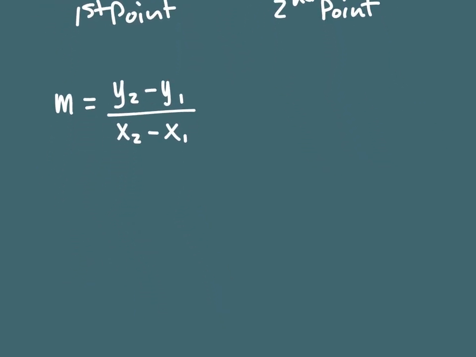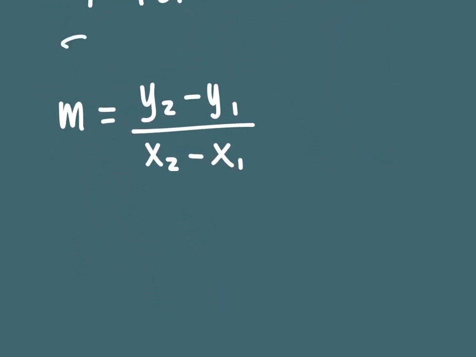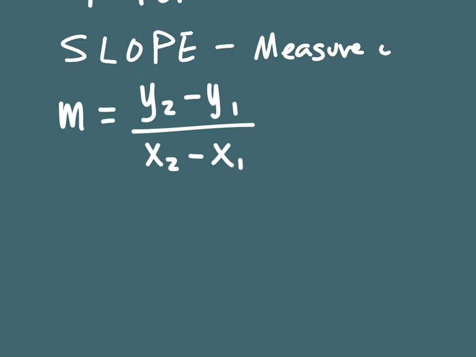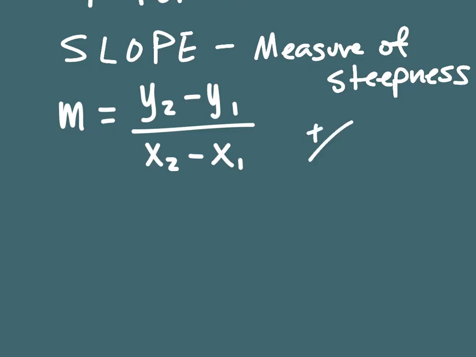Now remember that this is slope. This is a measure of steepness. And you have 4 kinds of slope. You have a positive slope, a negative slope, a zero slope, and an undefined slope. So if you see a line that's going in this direction, you have a positive slope. Going in this direction, negative. Going horizontal is 0, and up and down is undefined.